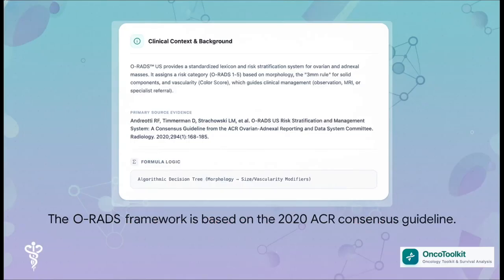And this isn't just someone's opinion. It is grounded in serious, high-level evidence. The entire framework, and you can see the publication right here, comes directly from the 2020 ACR consensus guideline by Andreotti and his colleagues published in Radiology. This is the source of truth that drives the entire calculator.